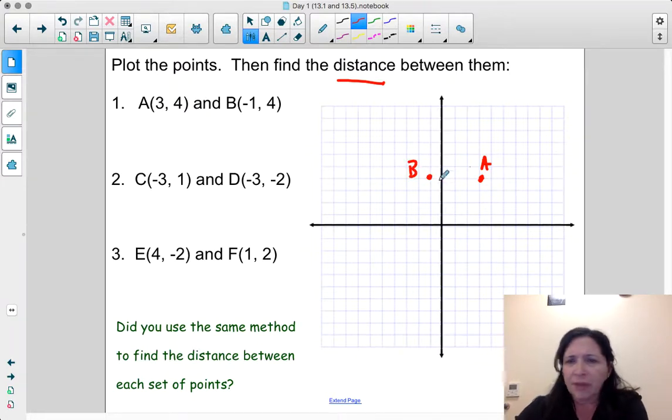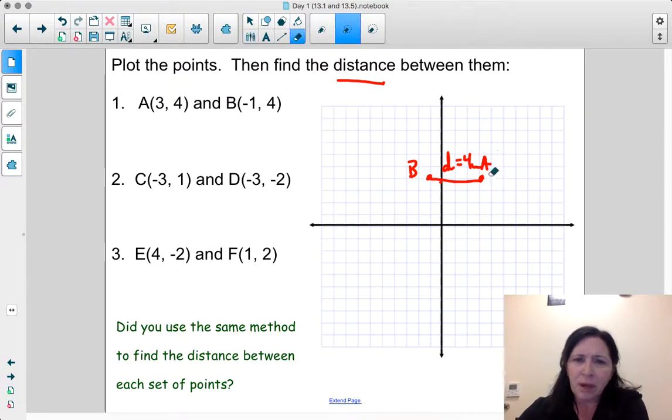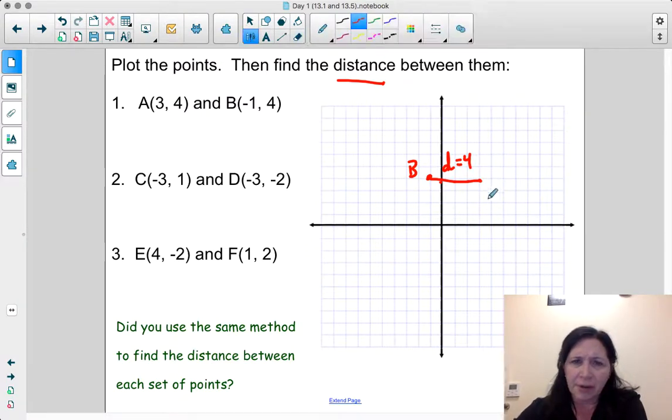Your job is to find the distance between these 2 points. Very simply, you can count over 1, 2, 3, 4. So my distance here is equal to 4 units. You could say 4u for 4 units, or you can just say 4. So that's 4 units. Then we have CD. I'll use blue for that one. That's going to be over, (-3, 1), and then we have (-3, -2). So the distance between this vertical line, count 1, 2, 3, is 3. So my distance equals 3.